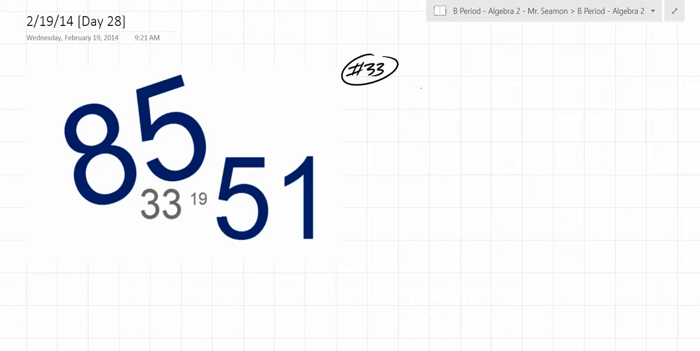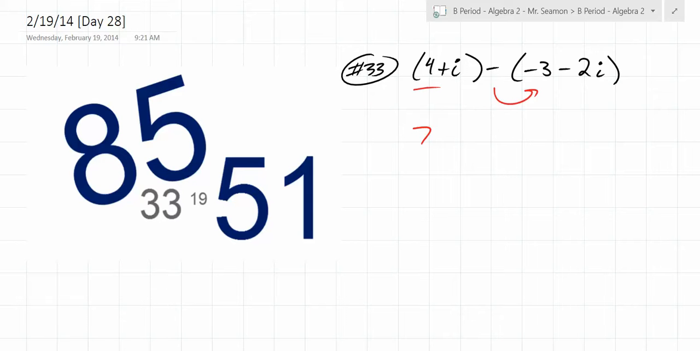Two complex numbers. So you have 4 plus i minus negative 3 minus 2i. The key to realizing what you need to do with the imaginary unit is you don't treat it any differently than any other variable. So you have 4 minus negative 3. What's 4 minus negative 3? It's 7, correct? And then what's i minus negative 2i?